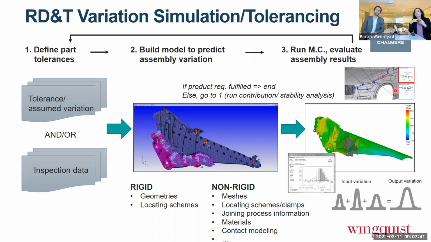We need to define all the locating schemes and clamps and so on. We need information about the joining process, and it can be welding, as we will come back to here. We need to know what material we have. We need to do something called contact modeling, which is the way to avoid that the parts virtually penetrate each other during assembly. And instead, we need to translate those forces to the parts to get a good and accurate simulation model. So this is about variation simulation.